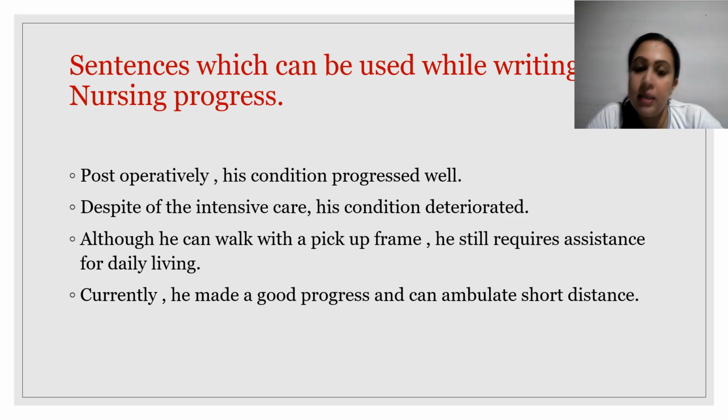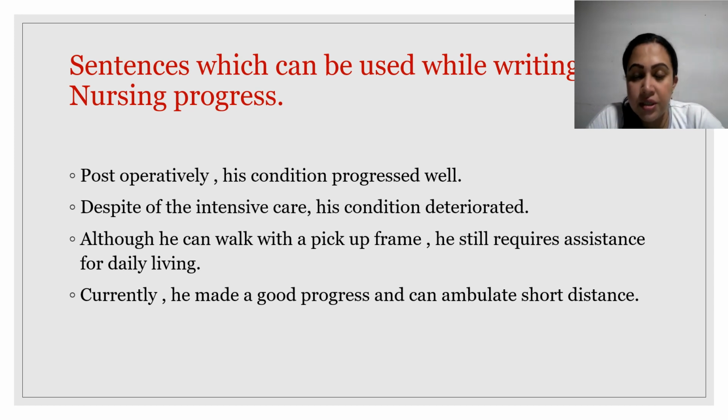Now we can see the sentences which you can use while writing nursing progress. When you write about nursing progress, if it was a surgery which happened in the hospital for this patient, the post-operative period is quite important, so you have to include that. You can write: post-operatively his condition progressed well. Another one: despite the intensive care, his condition deteriorated. We are saying two different things: we have provided him intensive care, but still the patient's condition deteriorated.